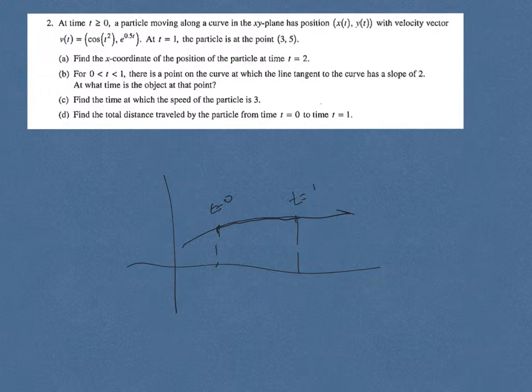What they want is to know the distance that you've traveled, and that is really looking at the arc length. So keep that in mind. On this problem right here, they want that total distance traveled. You're really looking at the arc length that the particle traveled along. So that's something to be aware of on this one.